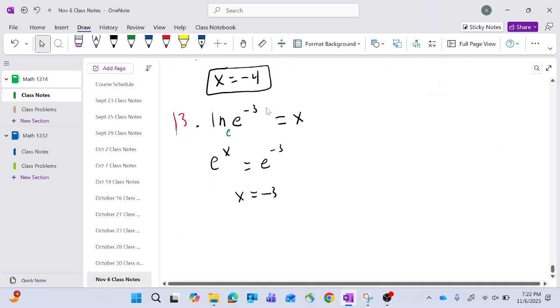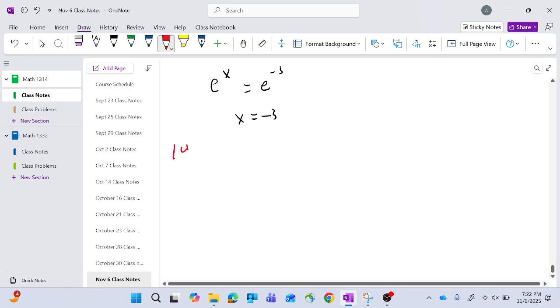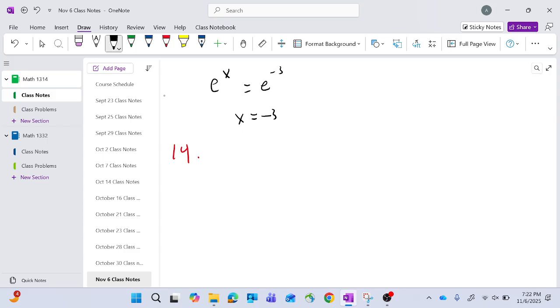And now we have natural log of e to the 10. So again, set it equal to x. This is technically base e. So we have e to the x equals e to the 10, or x equals 10.